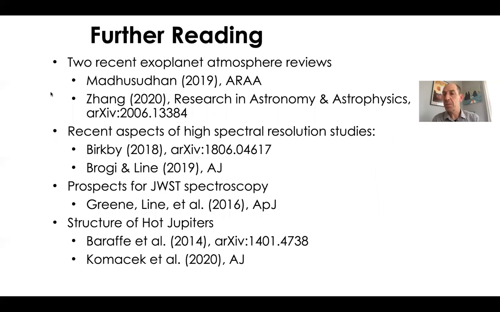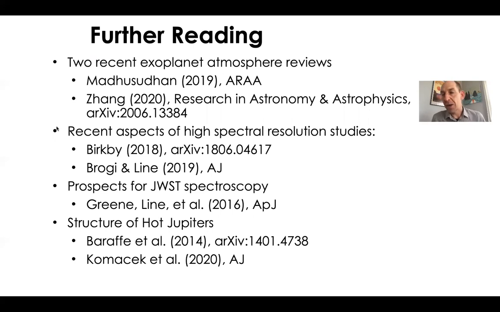In my last slide, I want to point to some recent references that I think would be helpful if you want more information. There are two very recent nice references on atmospheres. One is by Madhusudhan in 2019 in the Annual Review of Astronomy and Astrophysics on exoplanet atmospheres. Another is by Zhang in 2020 in Research in Astronomy and Astrophysics. These are both very recent, important works that summarize all of our current understanding of exoplanets. And in some cases, Zhang also compares to brown dwarfs. And so hot Jupiters are a big part of both of these review articles.